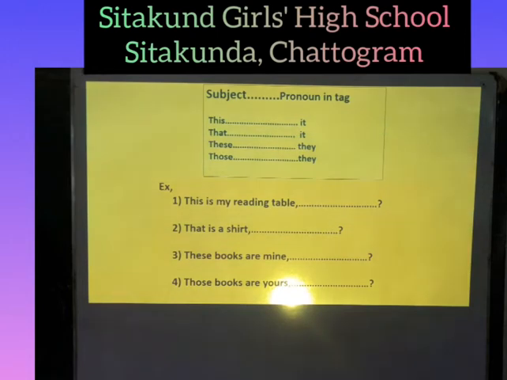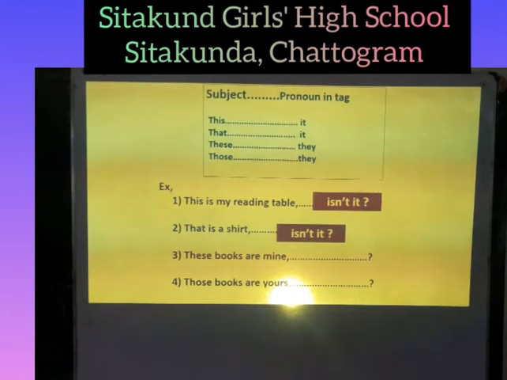So through some examples you will understand clearly. Example 1, this is my reading table. So this statement is affirmative, so the answer will be negative. So isn't for is, and it for this. So isn't it is the right answer. That is a shirt. Isn't for is, and it for that. So isn't it is the right answer.